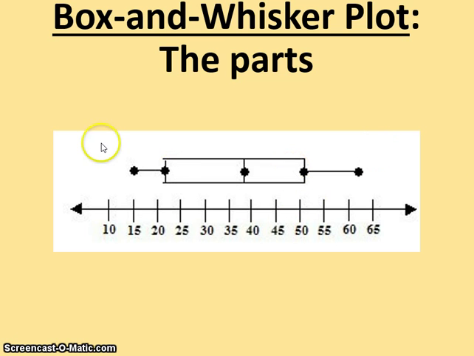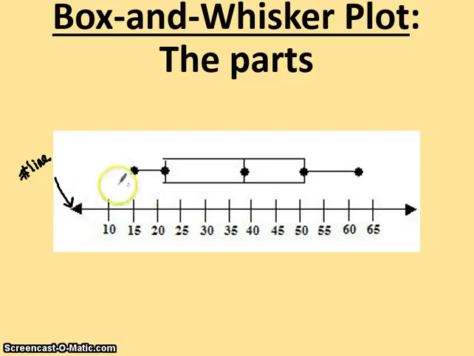So this is the general shape of a box and whisker plot, and I'm going to outline for you what the parts are. Notice that it has a number line at the bottom of the area that you're going to place your graph. Notice that the number line is evenly spaced. In this case, it's counting by 5s. It does not have to count by 5s. It could count by 1s, 2s, 3s, 5s, 10s, whatever works best for your data.